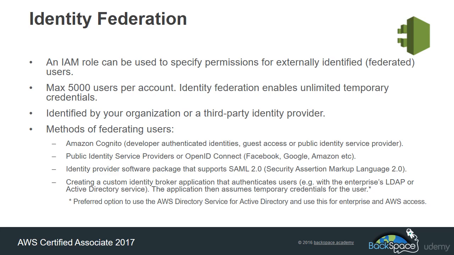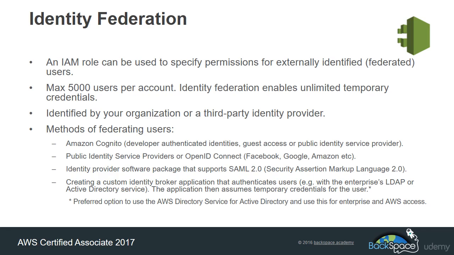An example of those could be Facebook. So we could log in with Facebook or Google or Amazon credentials. Using your Facebook username and password, you can log in through Facebook and get temporary access to an AWS account. We can also have identity provider software packages on our application that support SAML 2, or Security Assertion Markup Language. We can build a trust relationship between our application and AWS, and use that software package to authenticate our users.